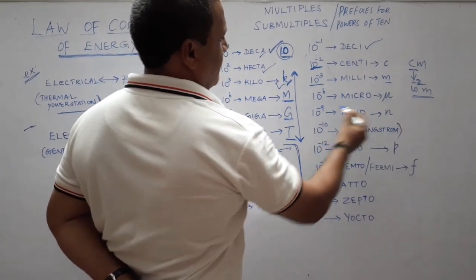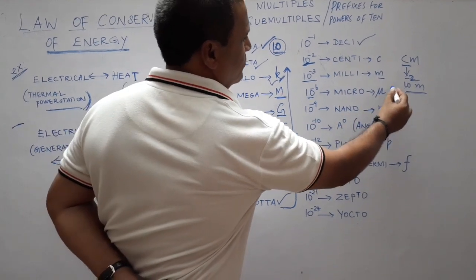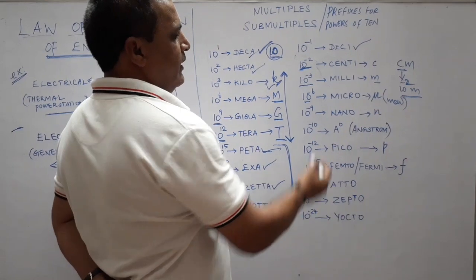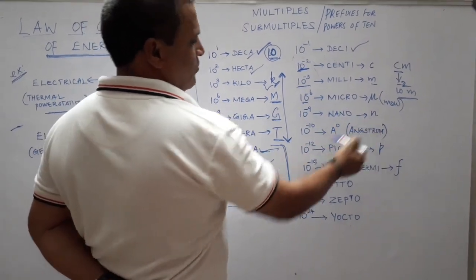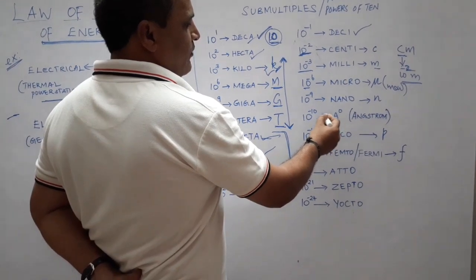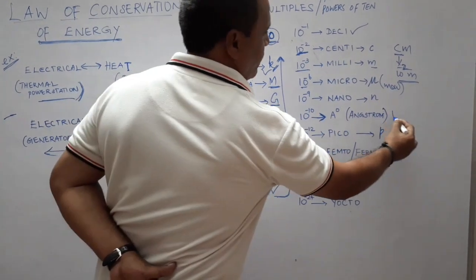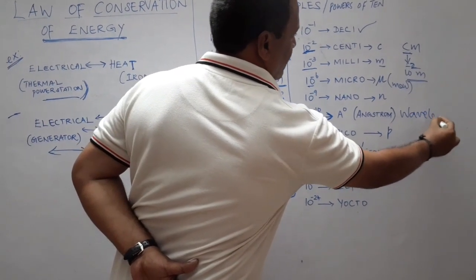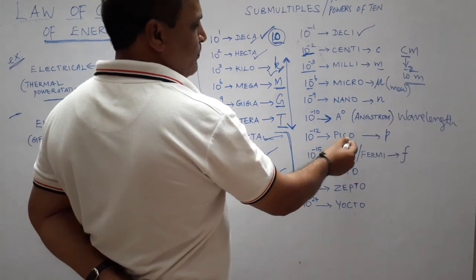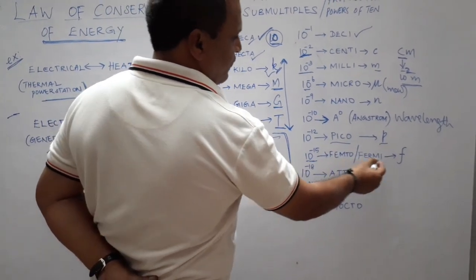The symbol is small m. 10 power -6 is micro. The micro symbol is mu. This is mu. 10 power -9 is nano. 10 power -10, angstrom, we use very frequently in solving problems related to light and its wavelength. 10 power -12 is pico, symbol is P. 10 power -15 is femto, Fermi.